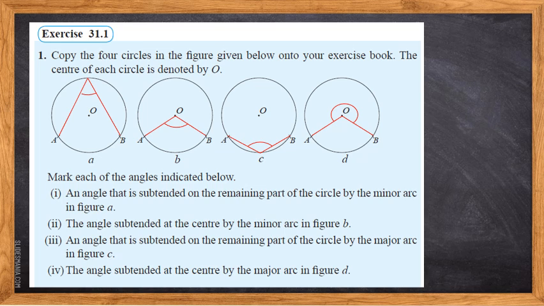According to this it is reflex AOB. Right, that is how you mark the angle subtended by the major arc and the minor arc. You should also be able to identify these angles.